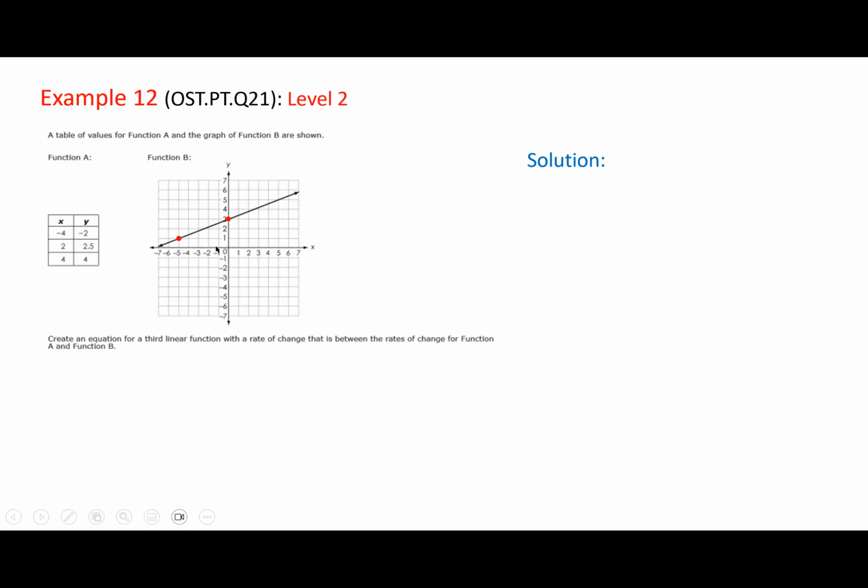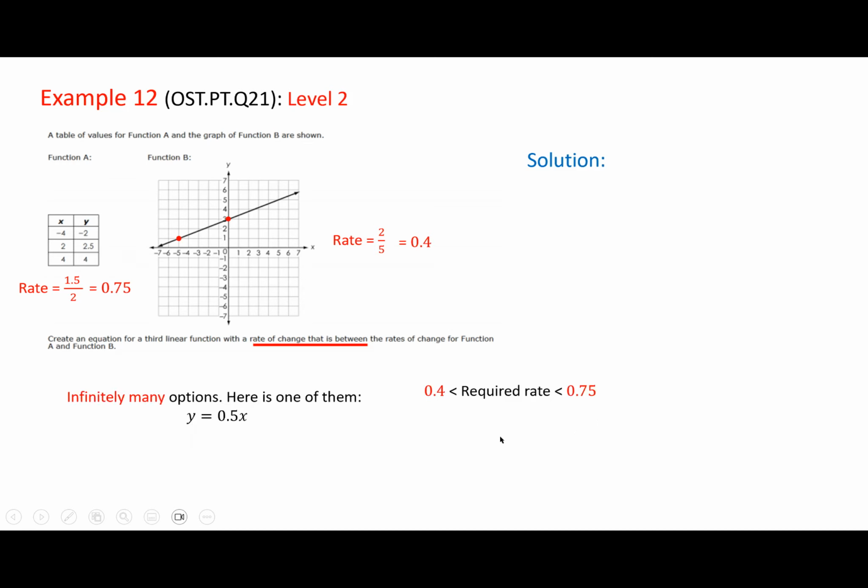So I picked these 2 points. See, the rise here is 2, the run here is 5. Rate is 2 over 5, which is 0.4. Here you take 4 minus 2.5 is 1.5, divided by 2 is 0.75. The rate of change is between. We need between these two, which means you have an infinite number of solutions. Here's one simple one, 0.5. Now, if you want, you can have y equals 0.6x plus 4. Okay, so you have an infinite number of solutions where the rate of change will be between 0.4 and 0.75. Okay?